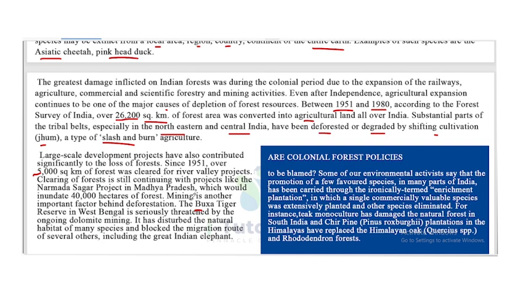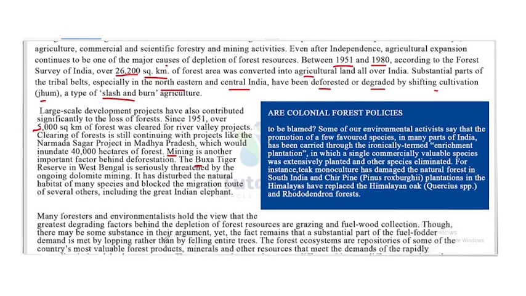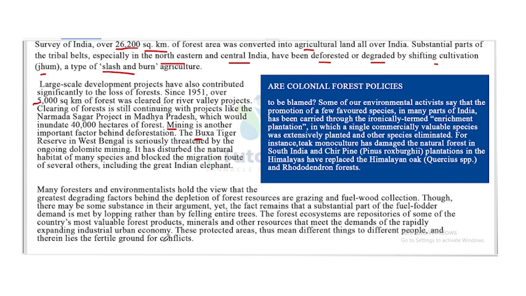So the next problem is mining. Mining is also a big factor which causes deforestation. So first there is agriculture, where the land is converted to agriculture, then large projects like river valley projects, then mining. All of these cause deforestation. It has disturbed the natural habitat of many species and blocked the migration routes of several others, including the great Indian elephant. So this caused many problems, including for migratory species.